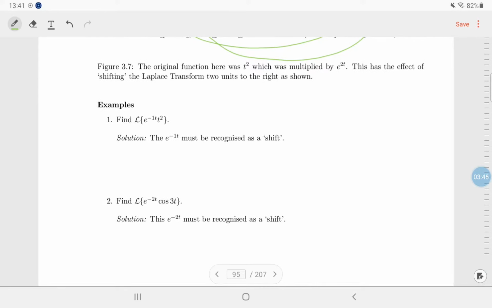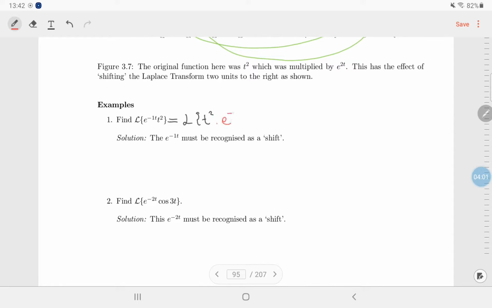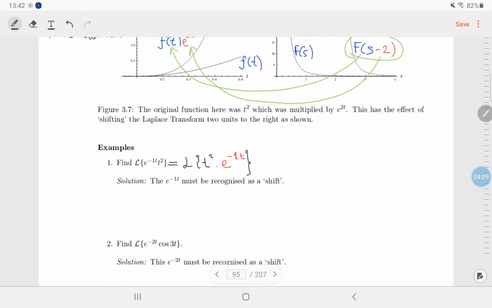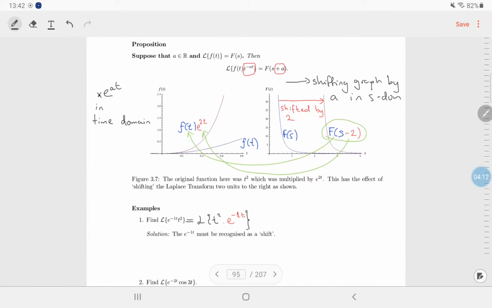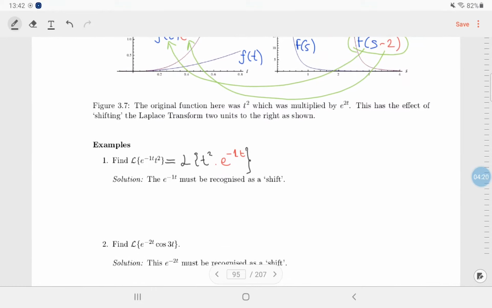Okay, so let's do a question here. We're going to find the Laplace transform of this exponential times t squared. The way I want you to read it is, it's the Laplace transform of t squared, but the t squared is multiplied by this exponential shift e to the minus 1t. Okay, so what does the Laplace transform say? It says you send it as normal, and then you replace the s with s plus a. So let's write down a little table from the tables.